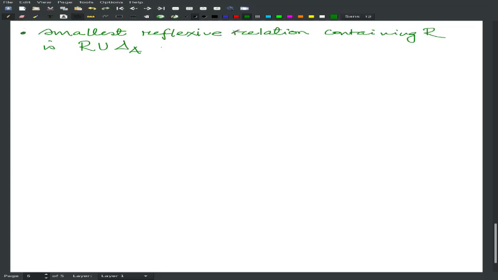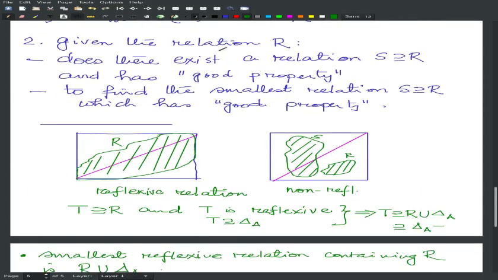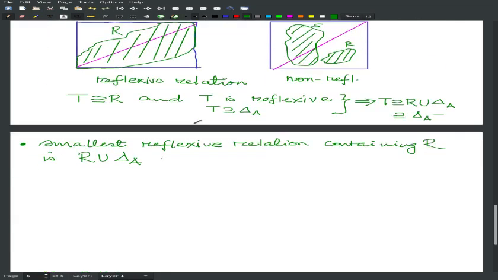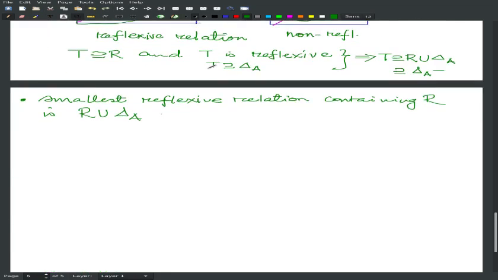Now let's look at the entire set. Can the entire set be reflexive? Yes, obviously, anything which contains the diagonal is reflexive. So this full set A cross A also contains the diagonal, so it is reflexive. Now let's see about the next one.